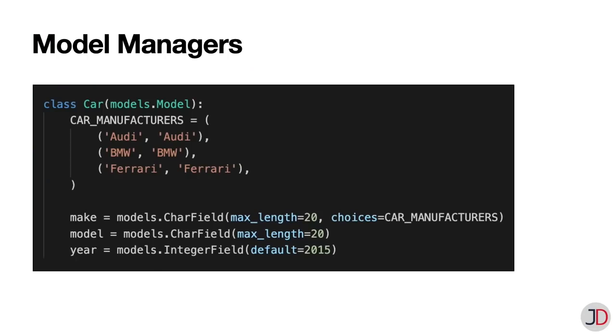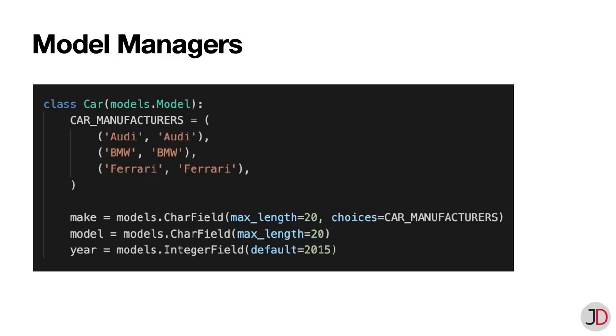So what I want to do now is talk about another concept in Django's models, which are model managers. Now here I have an example of a car model, and you can see we've got three fields on it, which is the make, and we've made that a character field with some choices being the car manufacturers. So we can choose between Audi, BMW, and Ferrari. And then we have the model, which is just a character field where we could enter anything. And then we have the year, which is an integer field, and the default is set to 2015.